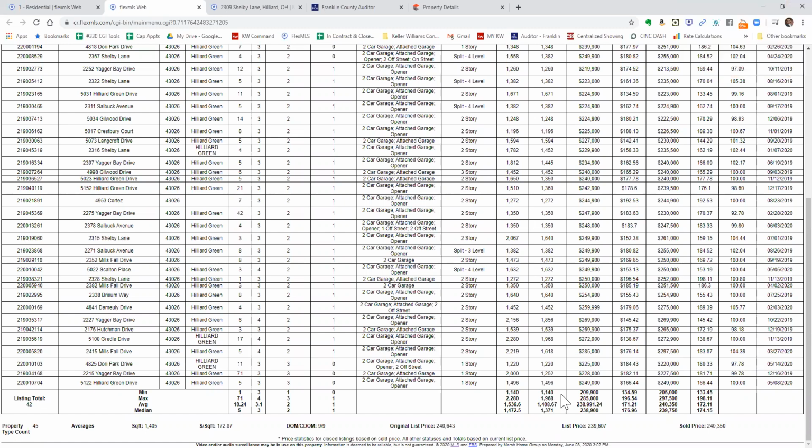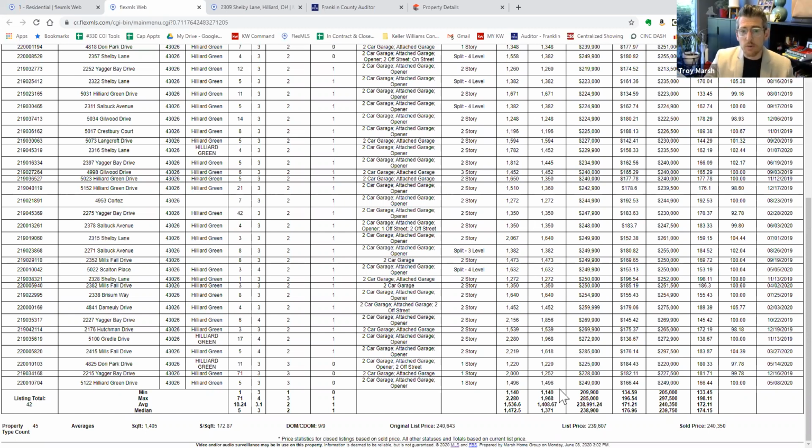Troy, why is it that the smaller houses sell for a higher price per square foot? That's a great question. The reason is this.